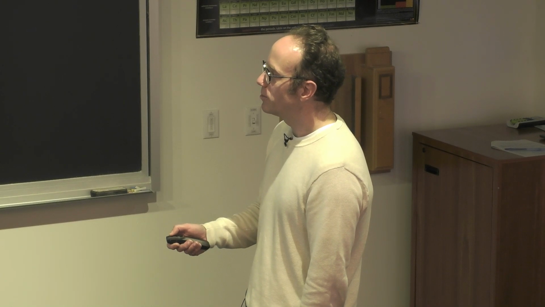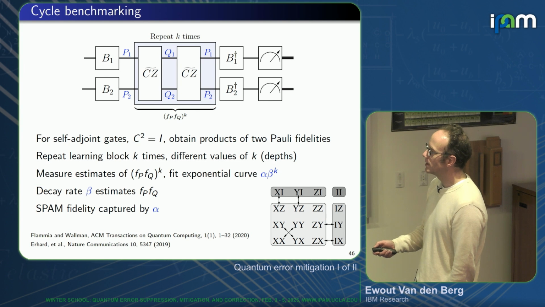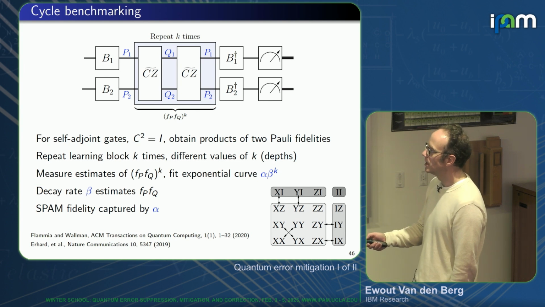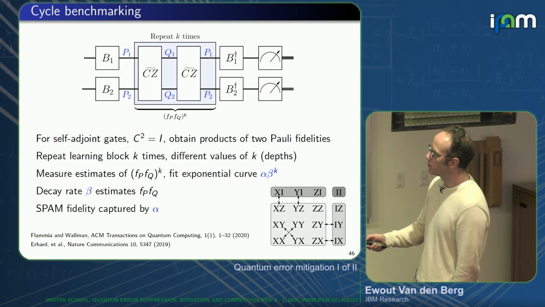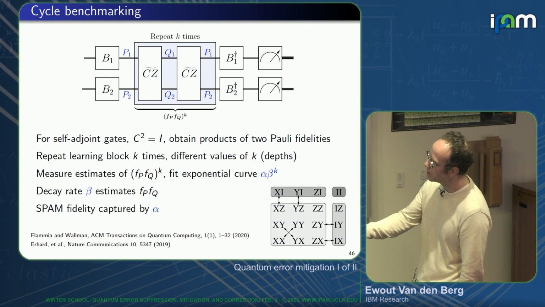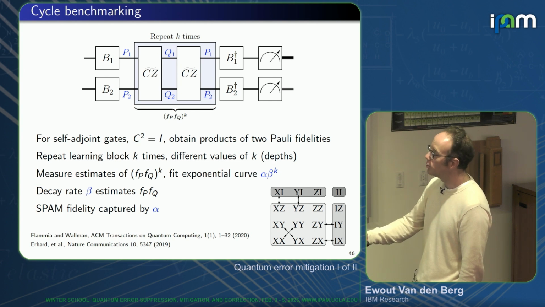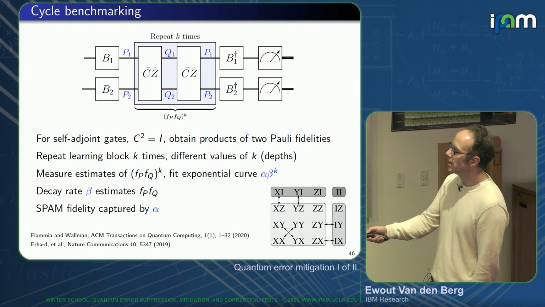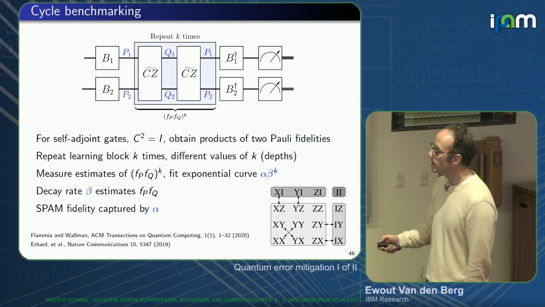Okay, so then if we're given these noise channels, right? If you have self-adjoint gates like the CZ, where if you square it, you just get the identity, then you always obtain a product of two Pauli fidelities. They may be the same, right? So you start with P1, P2, you move it through. You first have the fidelity of this, then you push it through your CZ gate. You get some Q1, Q2. Apply the noise to that, then you get your f of this Q, and then you end up with the beginning again. If you repeat this k times, then you just get the power of this to the power k, right?